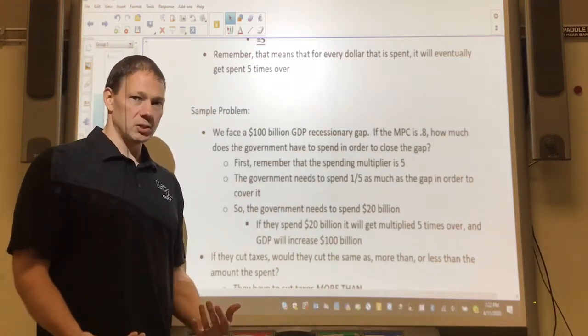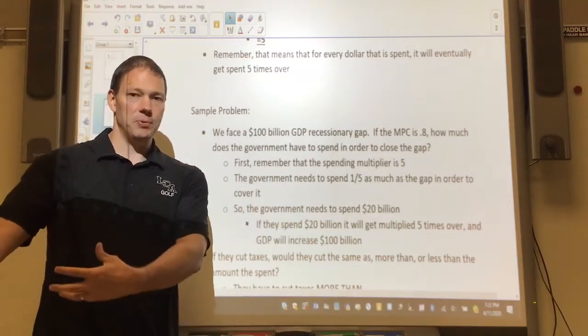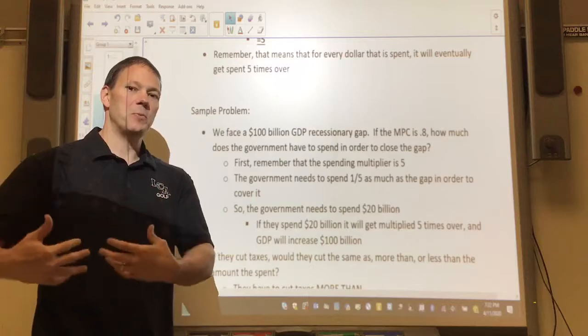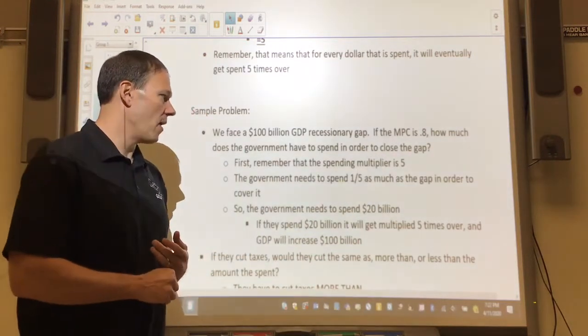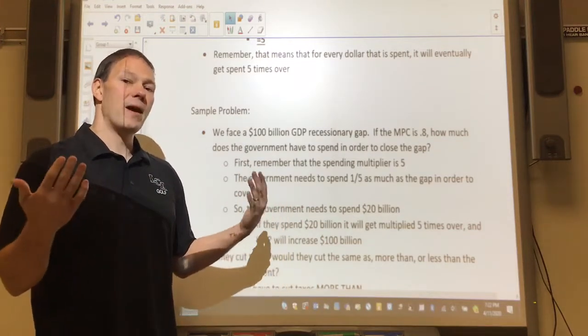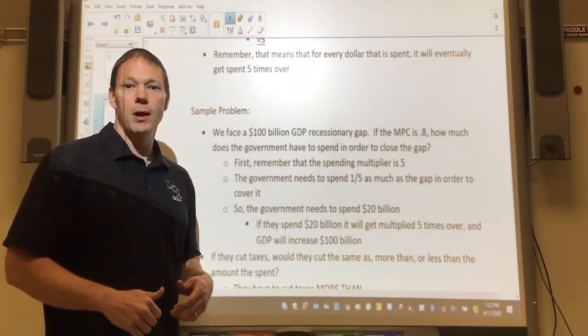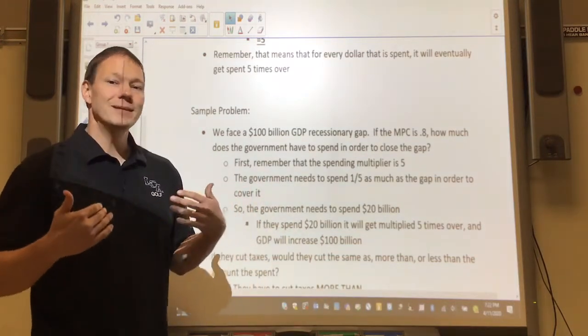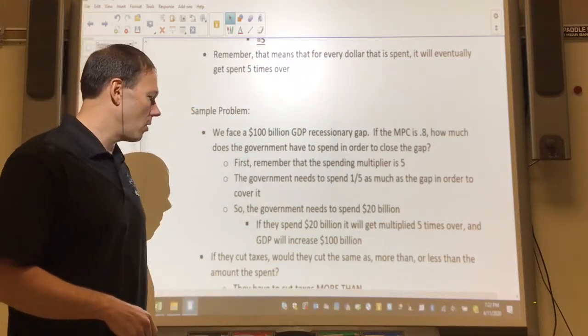Okay, so that's a simple problem that they might give you. Here's the gap, here's the MPC, how much has to be spent up front. So first figure out the spending multiplier like we did here, which is 5. If the spending multiplier, say, was 4, they would have had to spend 1/4 as much as what is there. If the spending multiplier was 10, they would have had to spend 1/10 as much. So it depends on what the spending multiplier is, and then that'll figure out what you have to do.